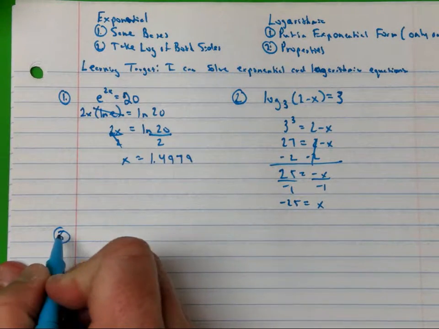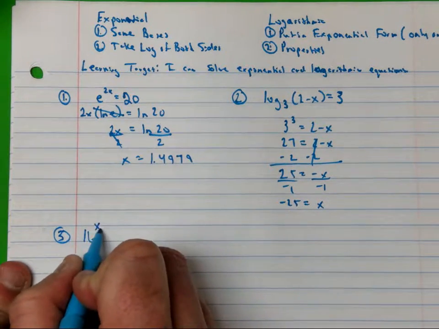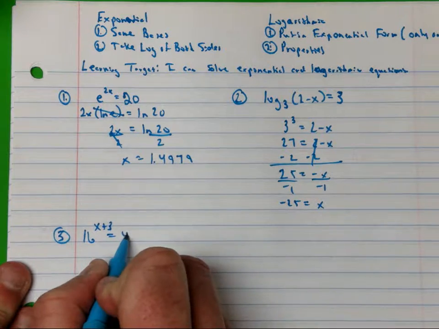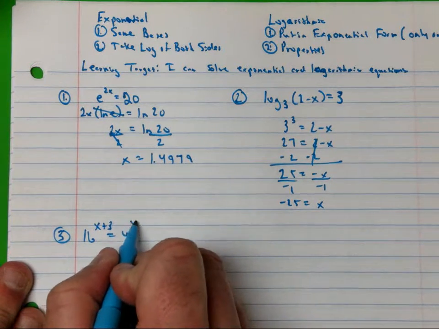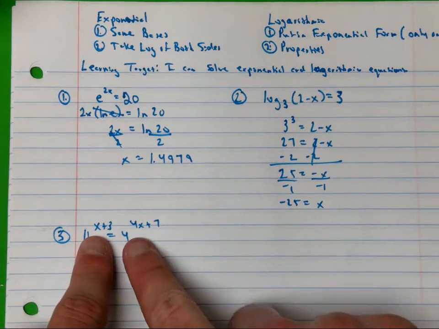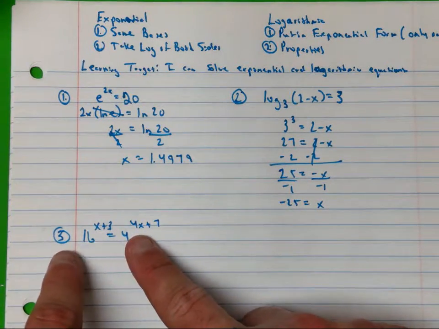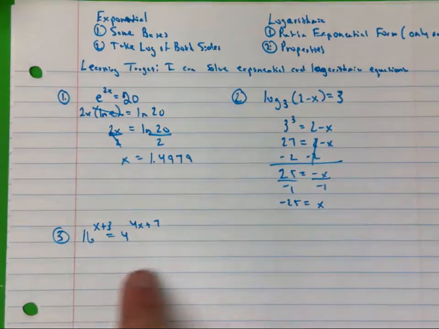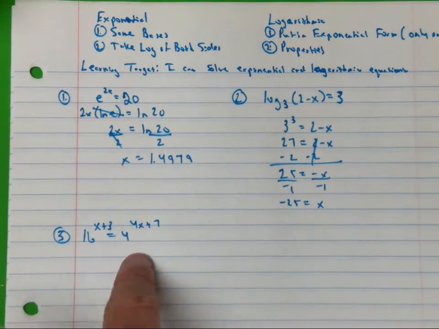Number 3. 16 raised to x plus 3 equals 4 raised to 4x plus 7. This is exponential. Variables are in the exponents. First thing I'll try is get the same bases. Well, I can get the same base here. They can be both base 4.